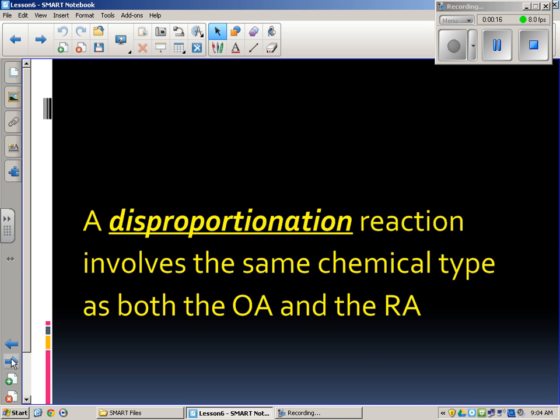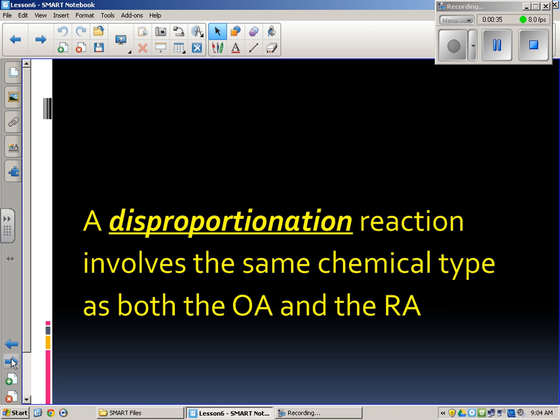What that means is a disproportionation reaction involves the same chemical type as both the OA and the RA. So what happens is that first chemical is not only the OA, but it's also the RA in some cases. In other words, it's going to two different things on the product side.